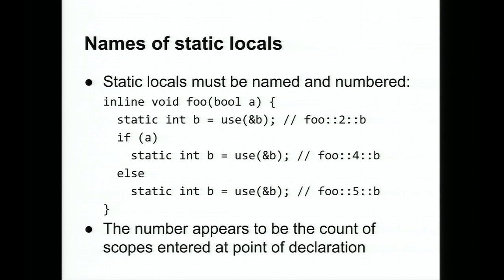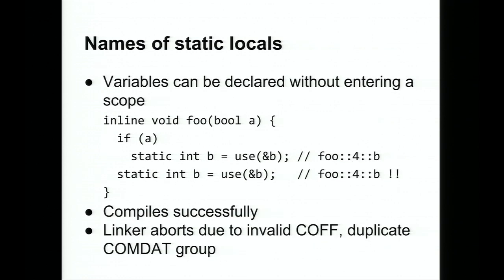And so Microsoft uses a scheme which, as far as we can tell, is just you number the scopes in which you can declare variables, and you use that number in the name, and we're good. Yeah, so you just count the number of scopes you enter, and then you use that count when you encounter a static local. However, it turns out that you can declare variables not at the top of a scope, right? And so counting is not really enough to do this right.